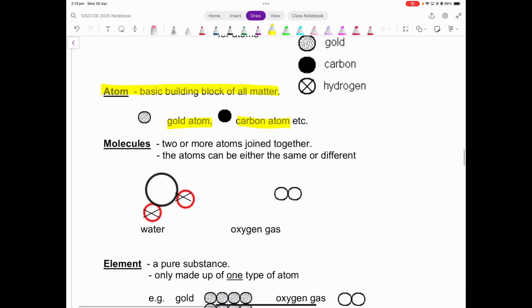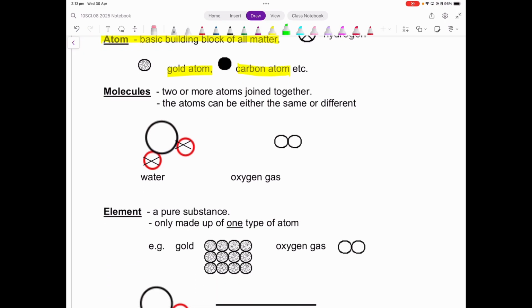Next is our definition for the word molecule. And a molecule, to be clear, is when two or more atoms are joined together. So in this case, we can have water. What was the formula for water? We just did it. H2O. So how many atoms do I have in H2O?